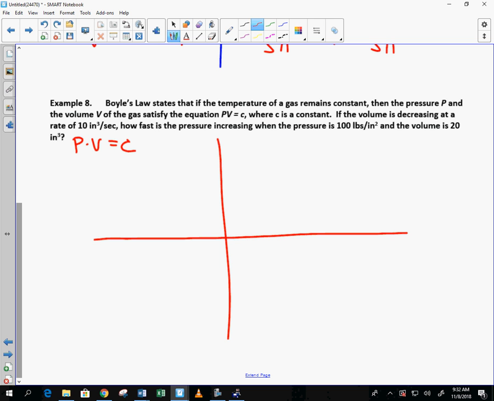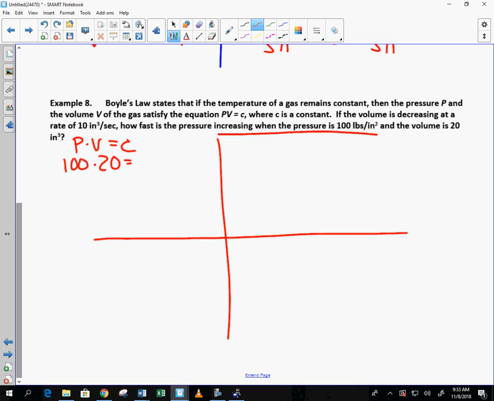It says that the pressure is increasing, right? So do we know the current pressure? No, we don't. Do we know the current volume? We know the current volume. The current volume is 20. I'm sorry, I read that incorrectly. I was looking at "is increasing at a rate." Very good. So the pressure is 100 times what's the volume?